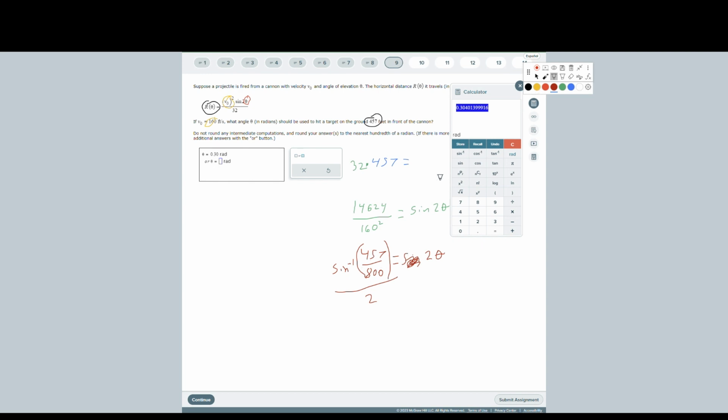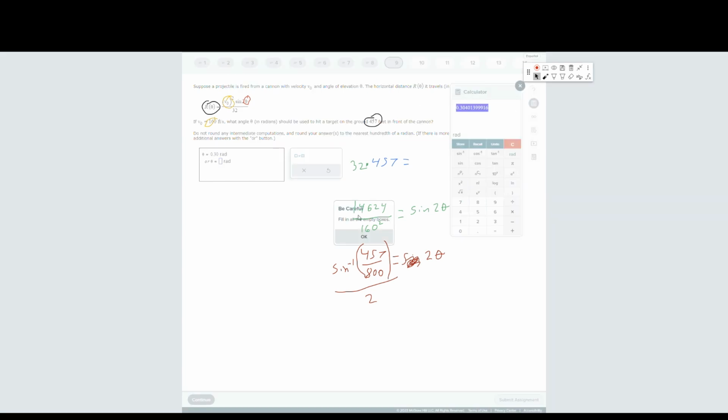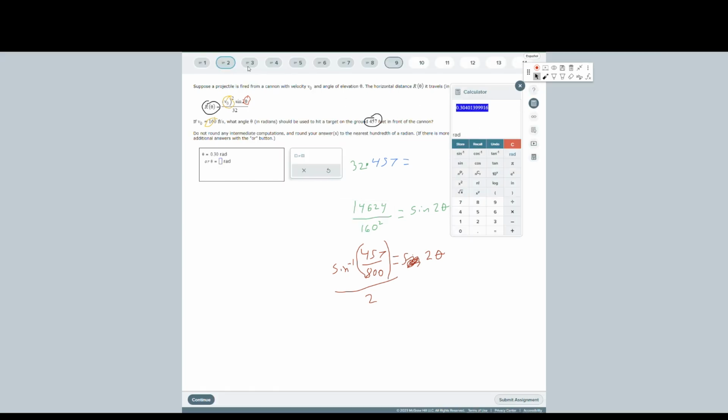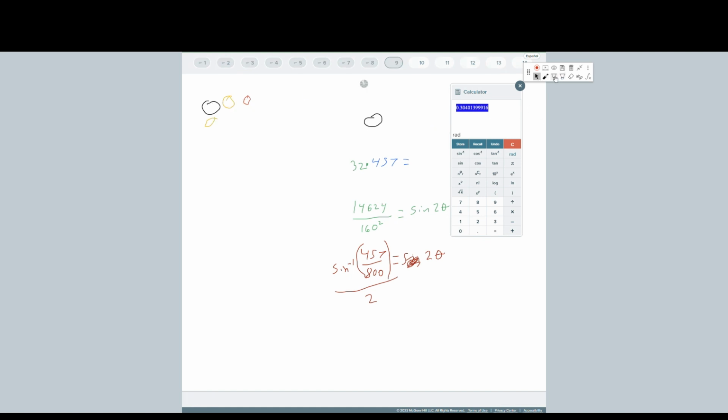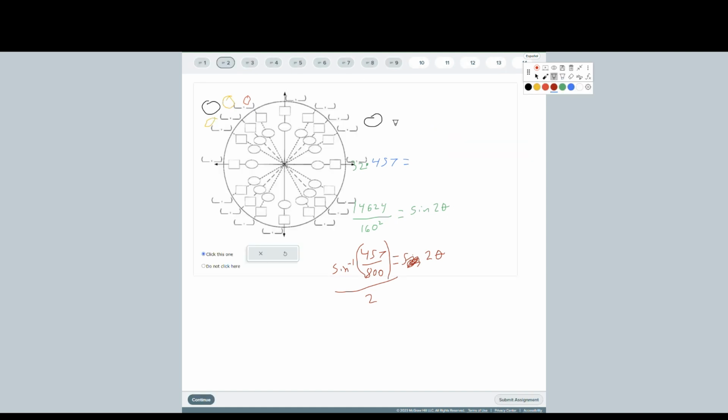Now, another thing we have to do here is we can go look at the unit circle. So our sine is positive, right? So since our sine is positive, then our y value is positive. So our y value is going to live up here. And it can either be, just for example, this one or this one.